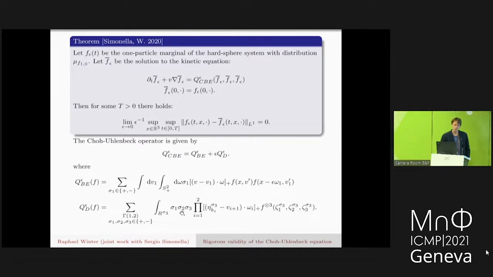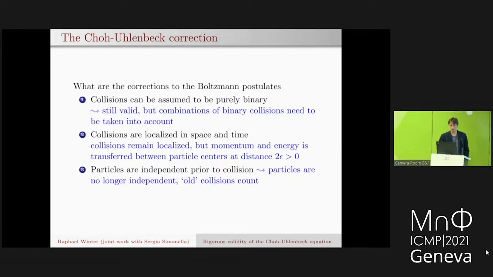And I will not be able to explain all this notation here on the bottom of the slide, but I can sort of show you in pictures what it means. So we can think of it again in terms of Boltzmann's postulates. The first one, that collisions are assumed to be purely binary, is again true if you think of hard spheres interacting. It will still never happen that you have exactly three particles or more colliding at the same time. But we may have to take into account subsequent binary collisions.